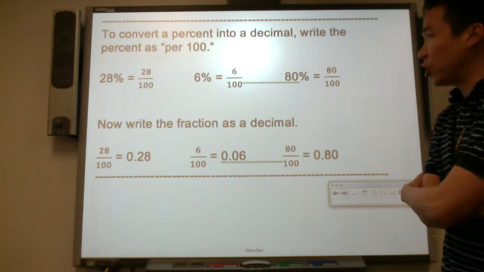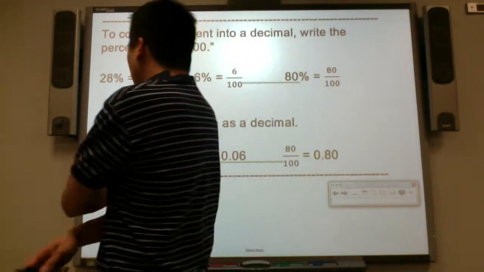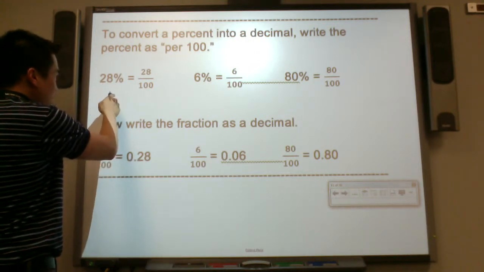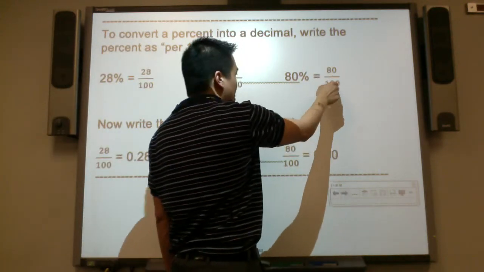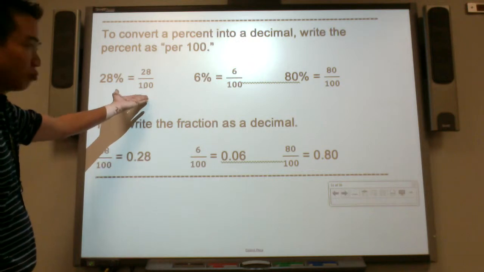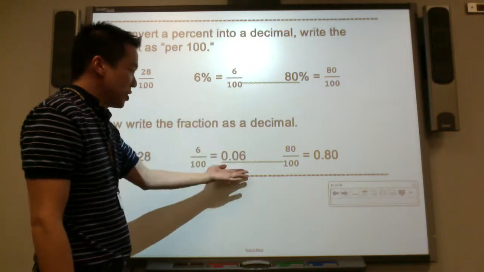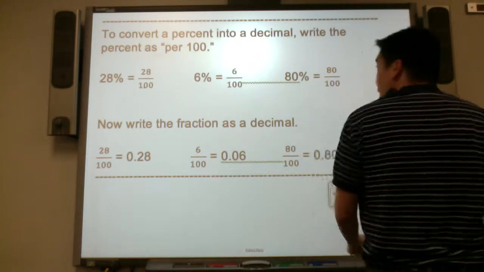So what happens if you are given a percent this time and you have to turn it into a decimal? So you have 28%. You need to write the percent as per 100. So again, what does 28% mean? Per 100. 28 per 100. What's 6%? 6 per 100. What's 80%? 80 per 100. Now you just write it as you see it. 28 hundredths, 0.28. 6 hundredths, 0.06. 80 hundredths, 0.80.